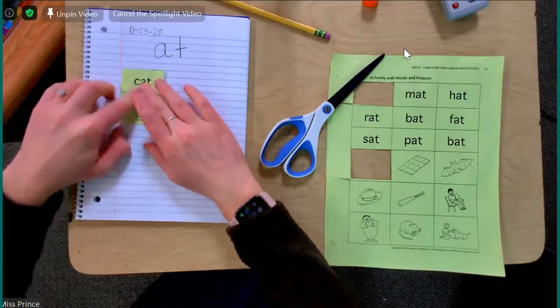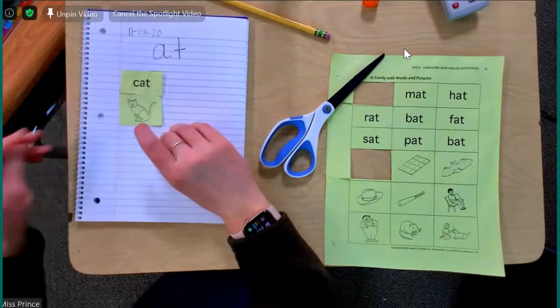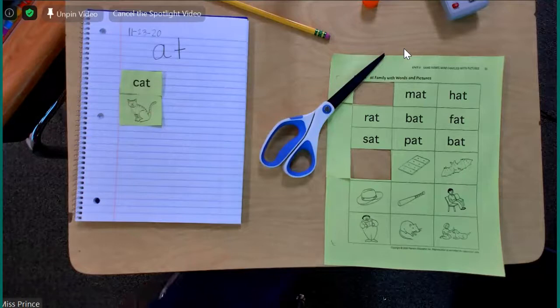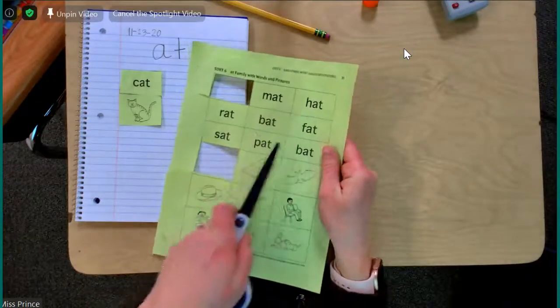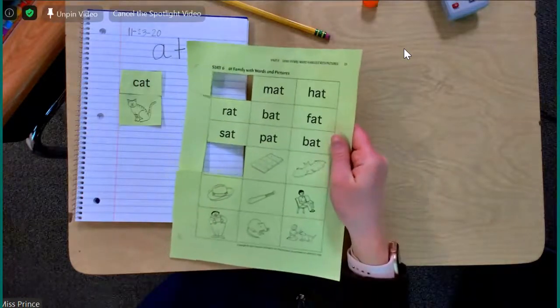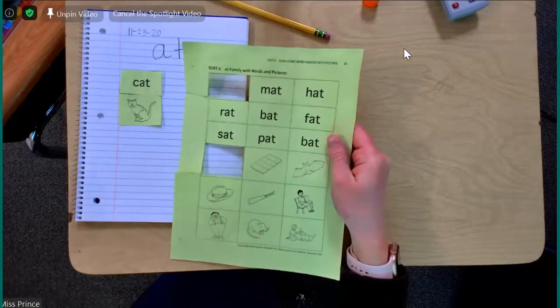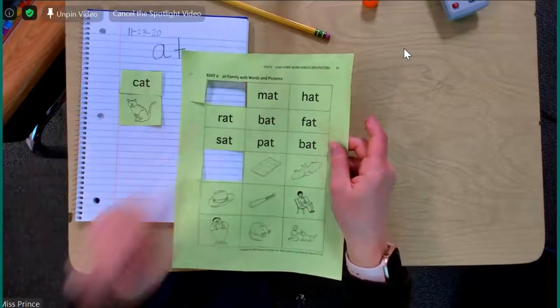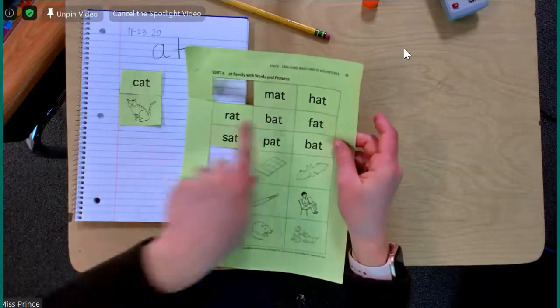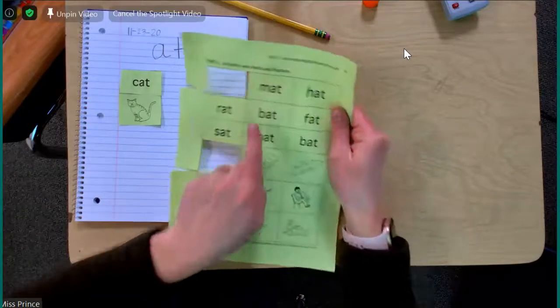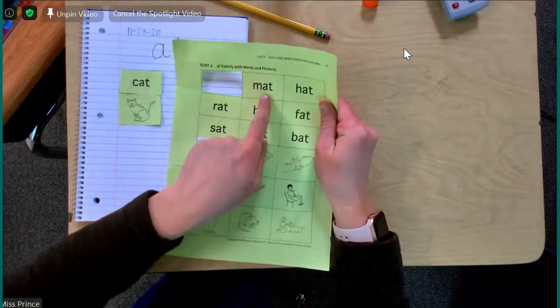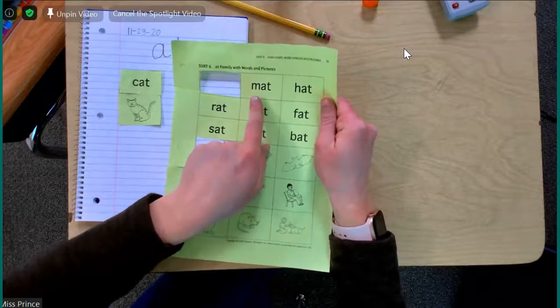Okay. We're going to keep working, and as you guys are working, I'm going to be calling on students to tell me the name, and then we're going to match the picture. So listen for your name. If I call on you, you're going to read me the name of the word, okay? Zayden. We know it ends in at, so we need the first sound.